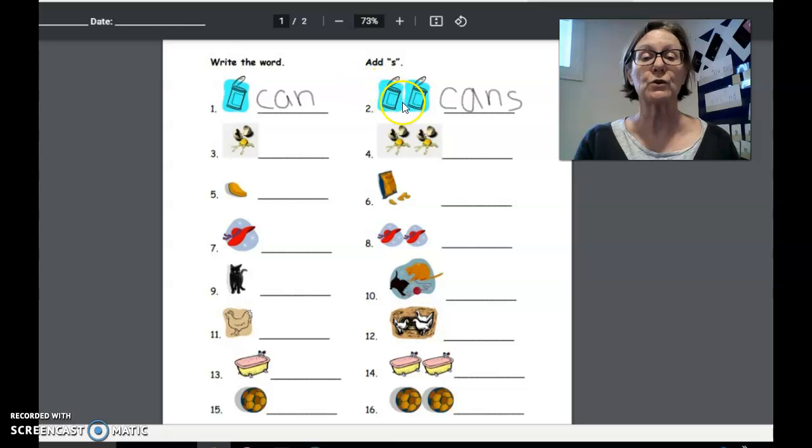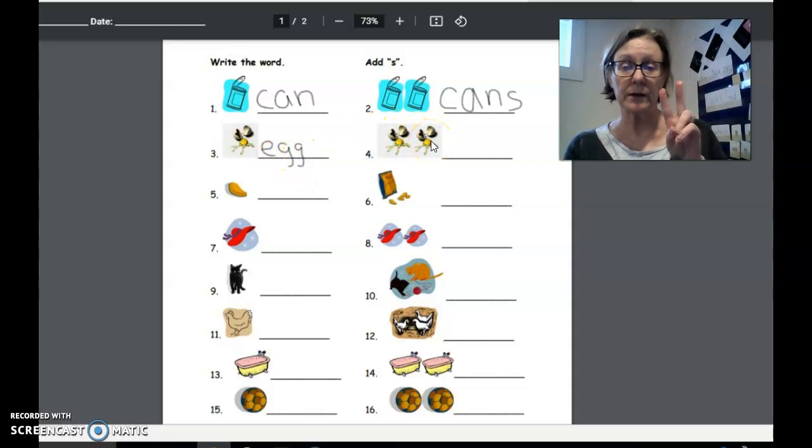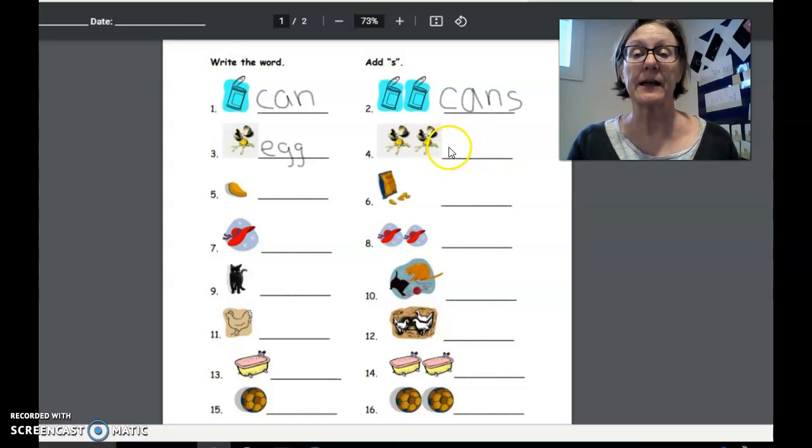One can, two cans. One egg. E G G. One egg. Two eggs. So I write egg and I add S.